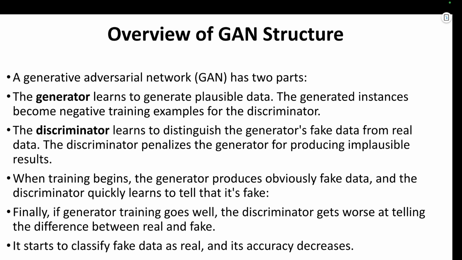When training begins, the generator produces obviously fake data, and the discriminator quickly learns to tell that it is fake. Finally, if generator training goes well, or after a number of epochs, the discriminator gets worse at telling the difference between the real and fake. In this case, the discriminator loss is more and the generator loss will be less.